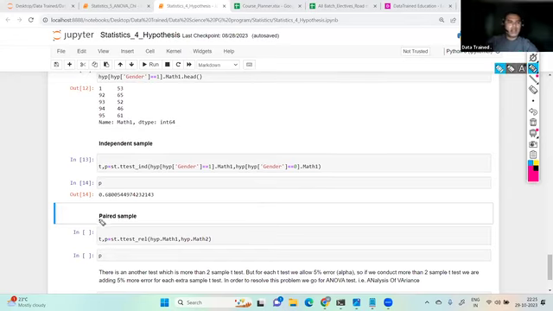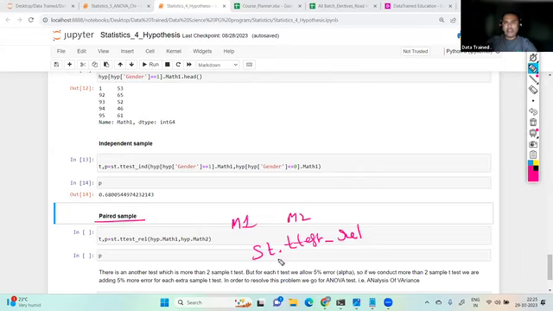Then we have the paired sample. Pair means what? Two. So here maths 1, maths 2. We are going to conduct a paired sample t-test, st.ttest underscore. For paired sample we don't write pair, it is REL, relational. So maths 1, comma, maths 2 marks.